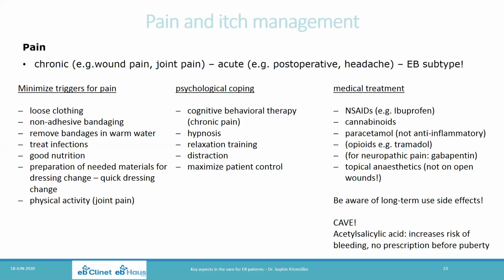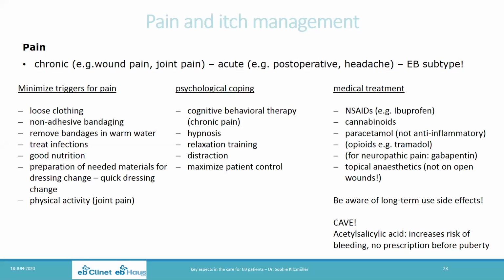Cannabinoids can also be used and are under investigation at the moment, to see how well they can help EB patients in coping with the pain. For acute pain, you still can use paracetamol, but be aware that paracetamol is not anti-inflammatory, so it will not help with wound pain. It will, of course, help with a headache or something, but it will not help with wound pain.